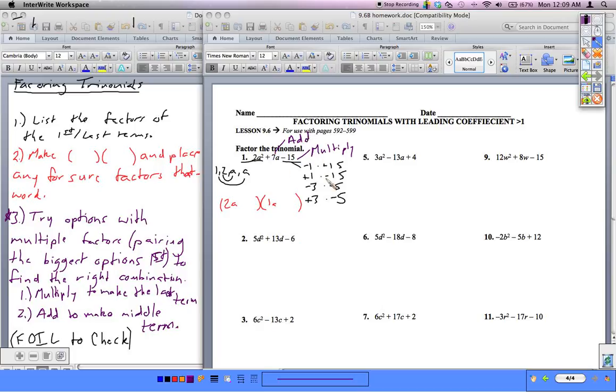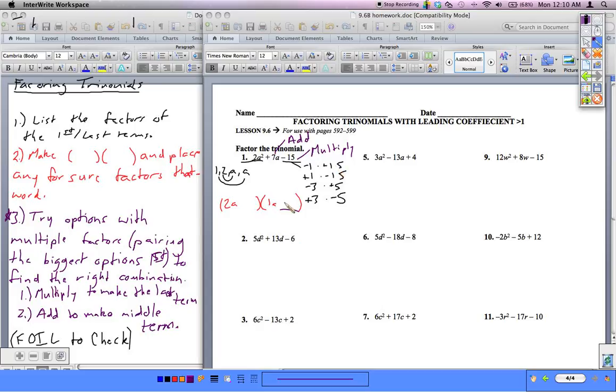Alright, now I will say that we need to assume, because we're making a positive number, that the positive number we choose is going to go in this section here, because we have to make this the bigger number in order to add and make it positive. So what we need to do is we need to pair the biggest options first. So since the 2 is here, our biggest number must go in this space right here. Right now that biggest number is 15.